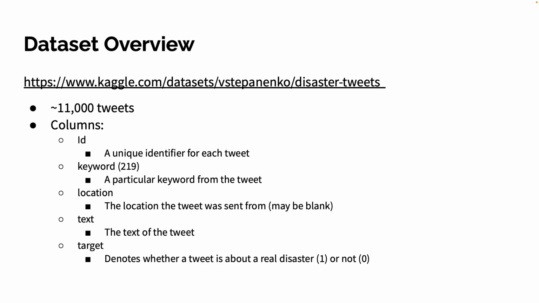The data we use is from Kaggle. The data set is named disaster tweets. It has 11,000 tweets with 5 columns, saved as a CSV file. The 5 columns are ID, keyword, location, text, and target. However, we only focus on the text and target columns to train our model.